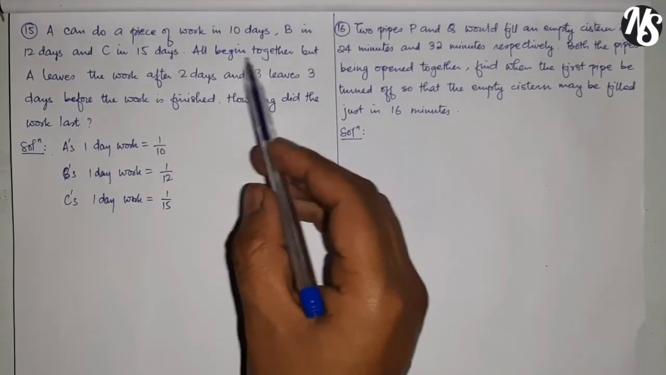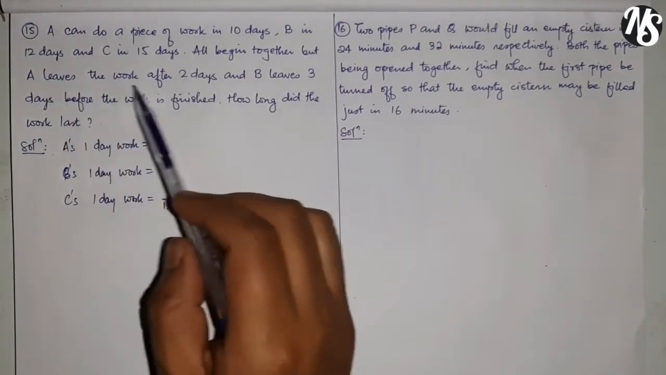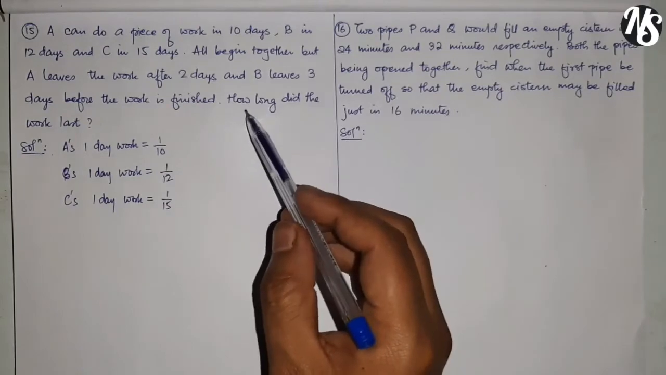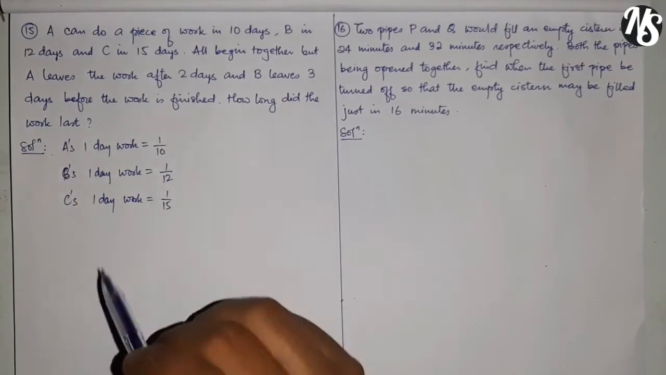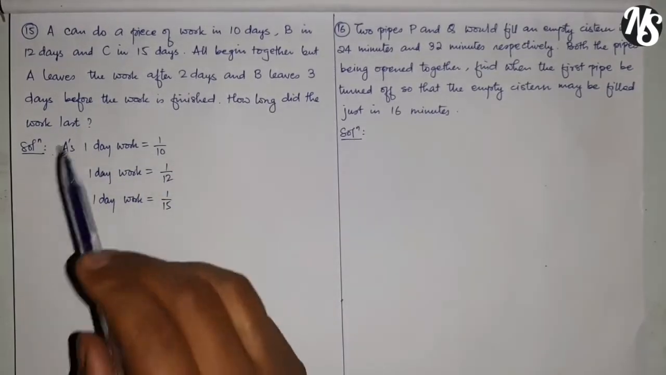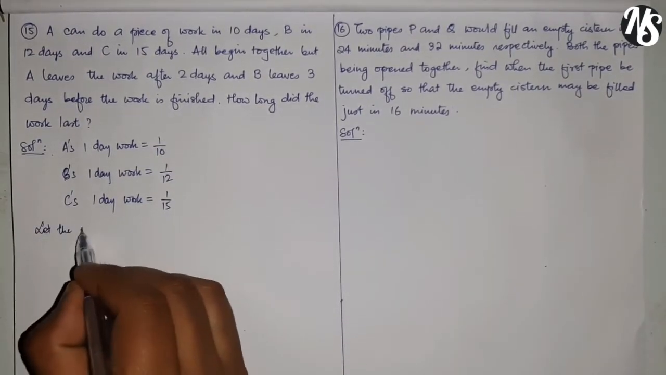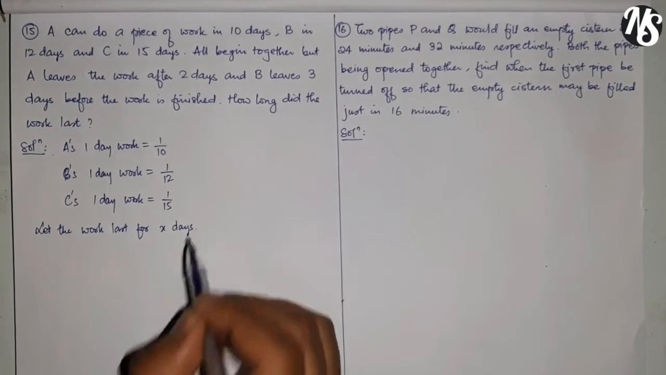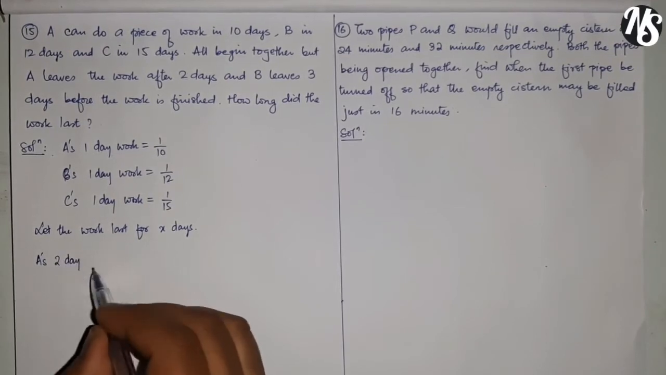Okay, now all begin together, but A leaves the work after 2 days. That means A works only for 2 days. B leaves 3 days before the work is finished. That means only C is doing the entire work from the beginning till the end, because A is also leaving and B is also leaving. But how long did the work last? We don't know that, so we need to find that. All right, so we'll assume that let the work last for X days.